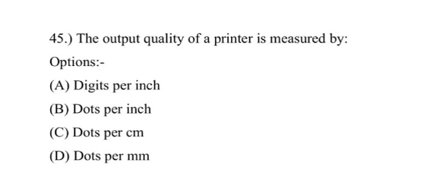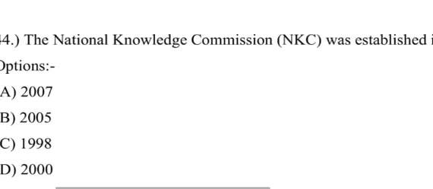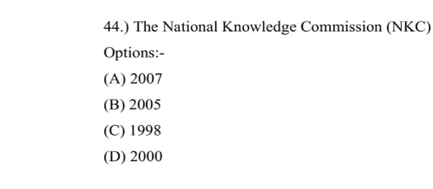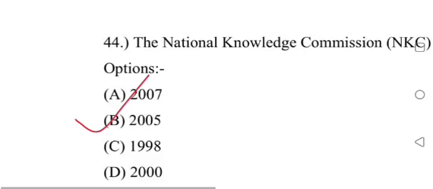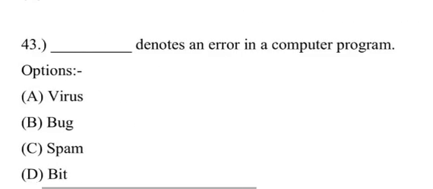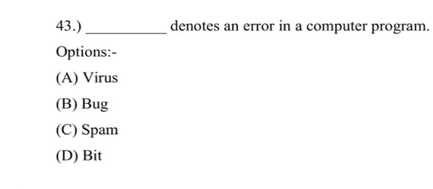Next, 45. The output quality of a printer is measured by what? Options: dots per inch, dots per cm, dots per mm. So it will be number B, dots per inch. Next, 44. The National Knowledge Commission (NKC) was established in which year? 2007, 2005, 1988, 2048. Number B will be correct, 2005. 43. Dash denotes an error in a computer program. Virus, bug, spam, bit. 43. It will be bug.